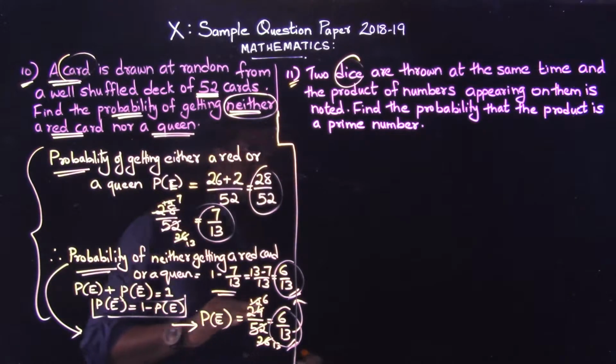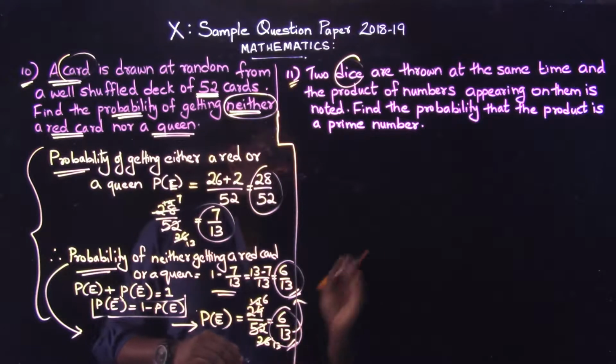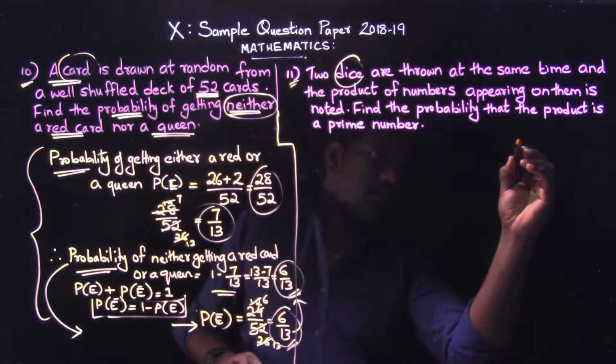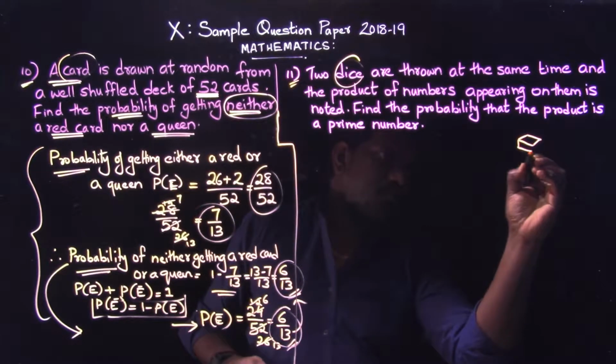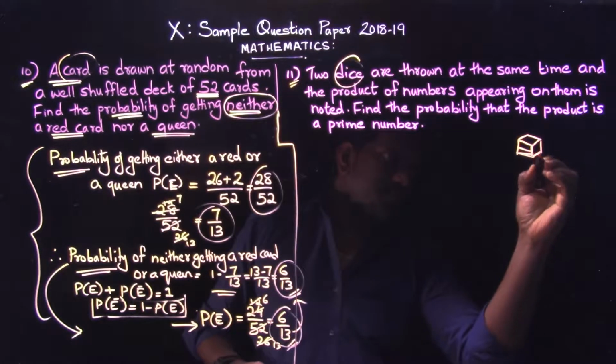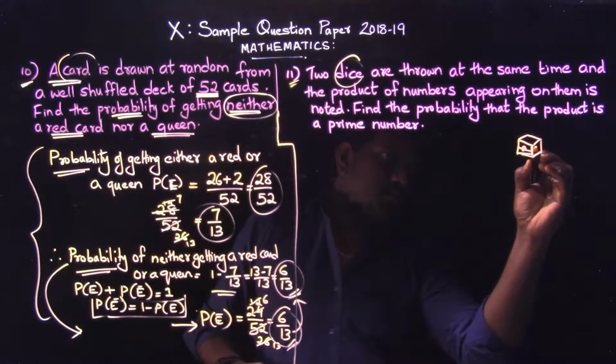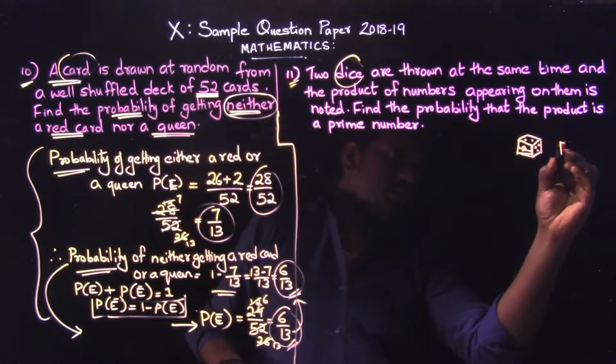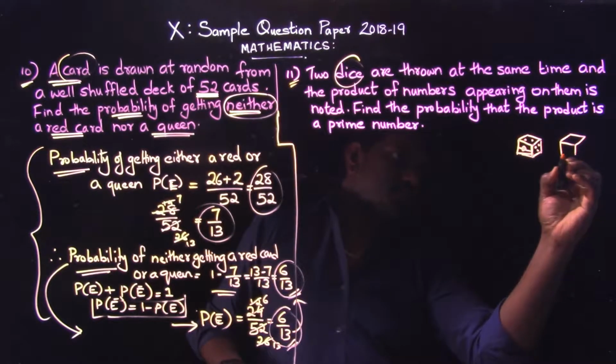The question goes like this: two dice are thrown. So you have two dice. Obviously, you know how a dice looks, a square shape. You have one, you have three here, we have two. Like that, you have two dice.